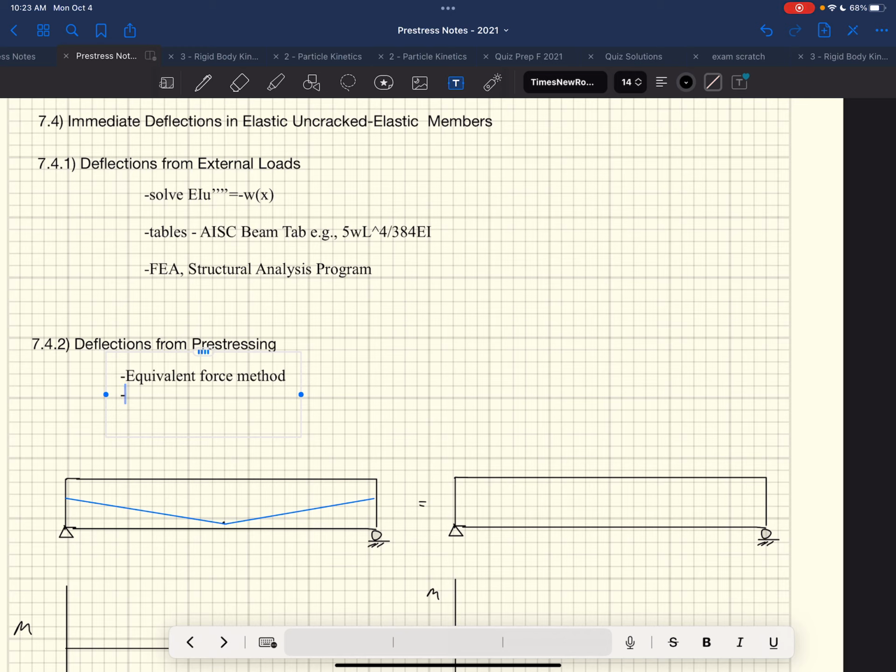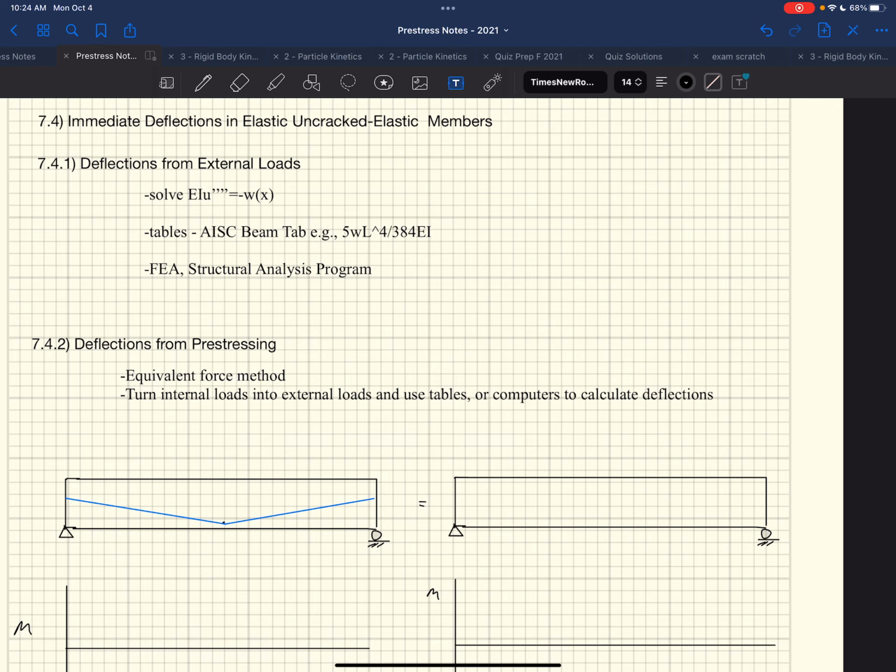Equivalent force method. We'll say this first: turn internal loads into external loads and use tables or calculate deflections. Okay. Drawing here.